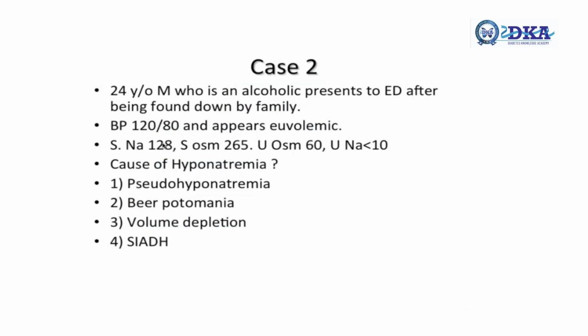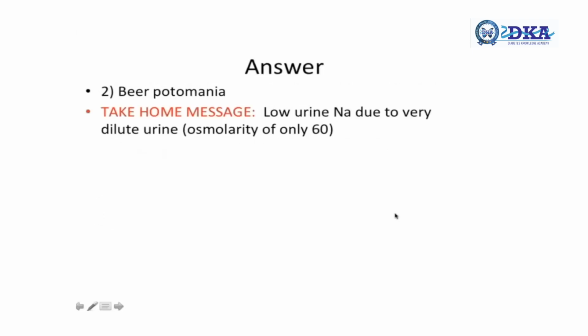Therefore, if you look back at the case again, his serum osmolality is low, his urine osmolality is less than 100, and his urine sodium is less than 10. So he is excreting a very dilute urine and he is retaining his sodium. Therefore, this is not a case of SIADH, but it's a case of beer potomania. Low urine sodium due to very dilute urine is a classic example of excessive consumption of water, but intact water excretion.